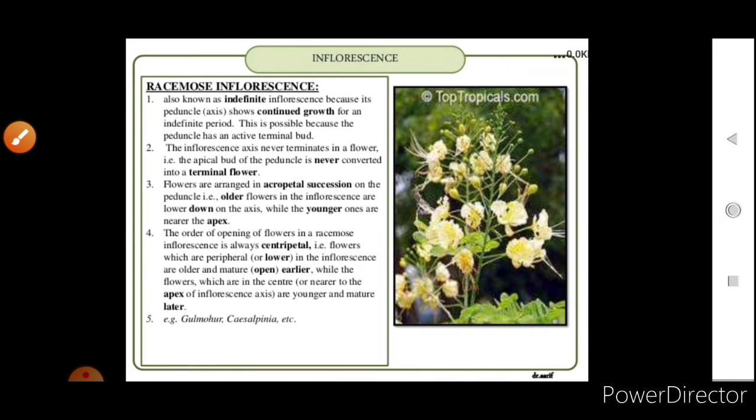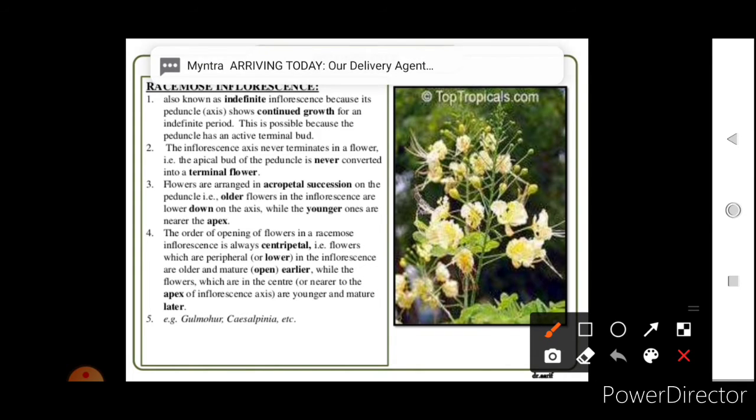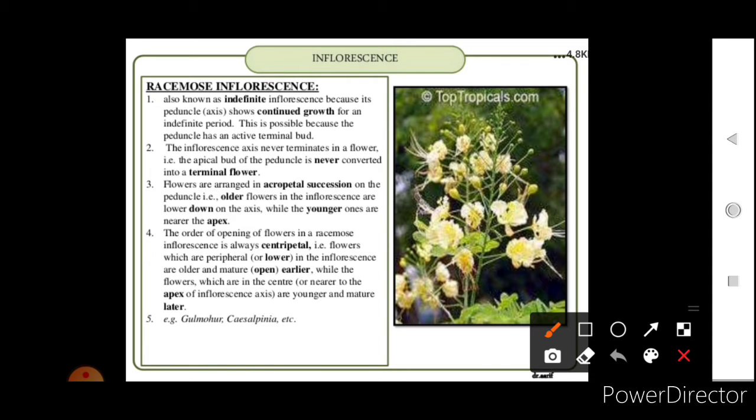Now comes the basic types of inflorescence. The first one is the racemose. Okay. Now racemose inflorescence, also known as indefinite inflorescence, because its peduncle shows continued growth for an indefinite period. This is possible because the peduncle has an active terminal bud.